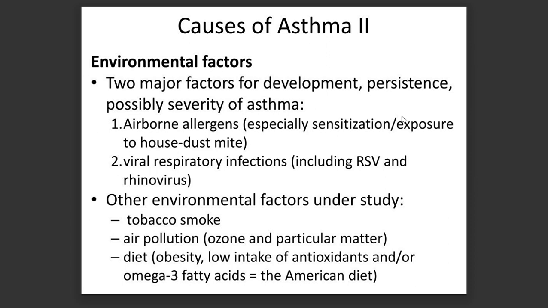Causes of asthma 2, the environmental factors. Two major factors for development, persistence, and possibly severity of asthma are airborne allergens, especially sensitization and exposure to house dust mites, and viral respiratory infections, including RSV and rhinovirus. Other environmental factors under study are tobacco smoke, air pollution, such as ozone and particulate matter, and diet, such as obesity, low intake of antioxidants and/or omega-3 fatty acids, which we've all come to know as the American diet.